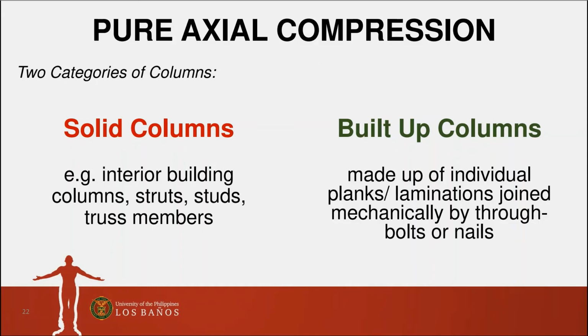Good day to everyone. Today we'll be discussing pure axial compression. We have two general categories for columns. First is the solid columns. Examples of solid columns are interior building columns, struts, studs, and truss members. Meanwhile, built-up columns are made up of individual planks or laminations joined mechanically by through bolts or nails.